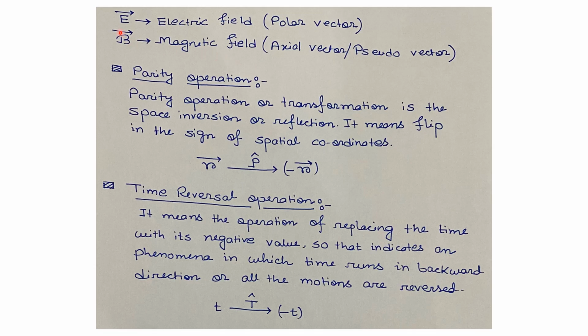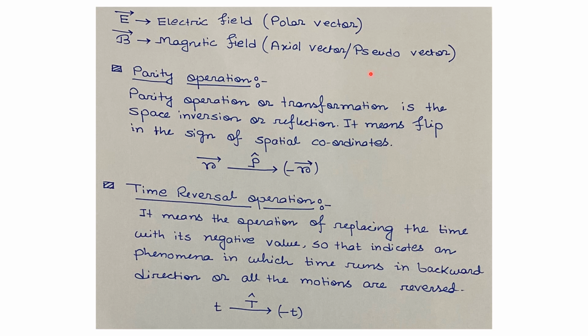So E vector is the electric field vector, that is a polar vector. A polar vector is related to the direction of motion of a system, that is translational motion, and that has a particular starting point. But the magnetic field vector B vector is an axial vector or pseudo vector. So what is an axial vector? It is related to the direction of rotation of a body. It doesn't have any starting point, only a direction along an axis.